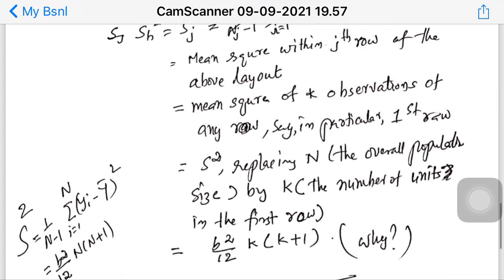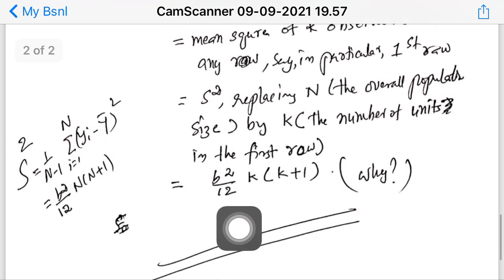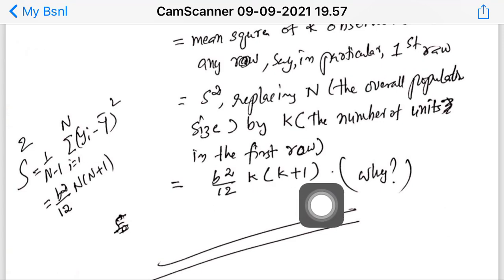Okay, that is how we have computed Sj square as b square divided by 12 into k plus 1. Okay, now the proof is over.